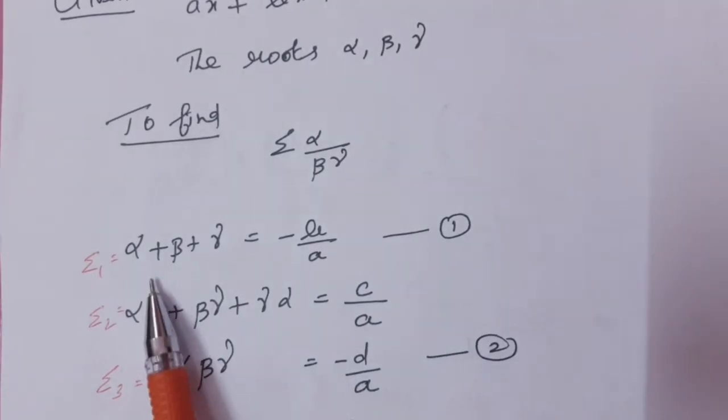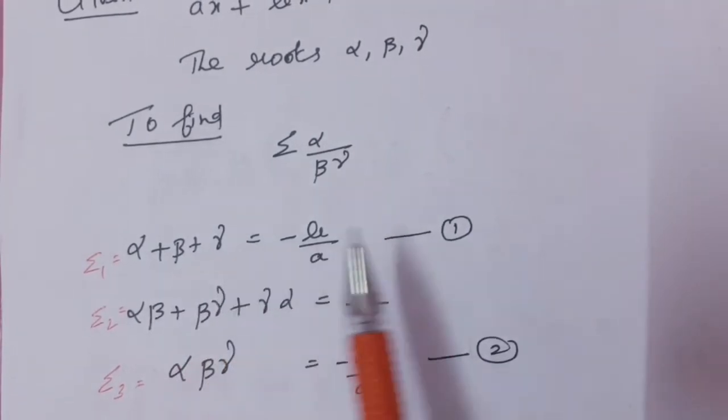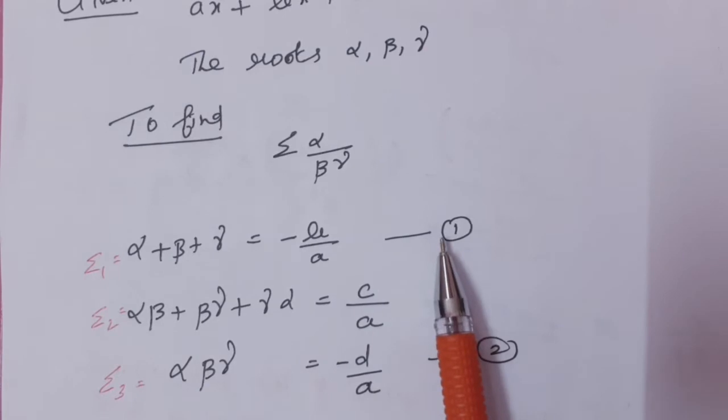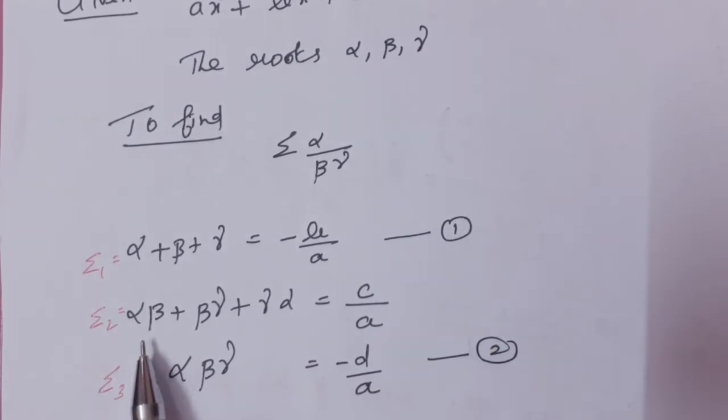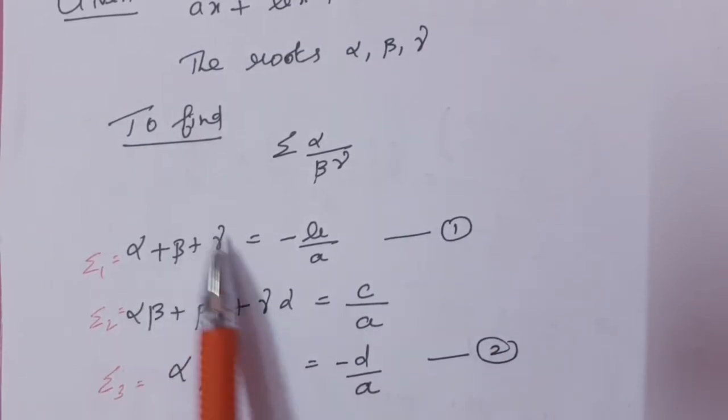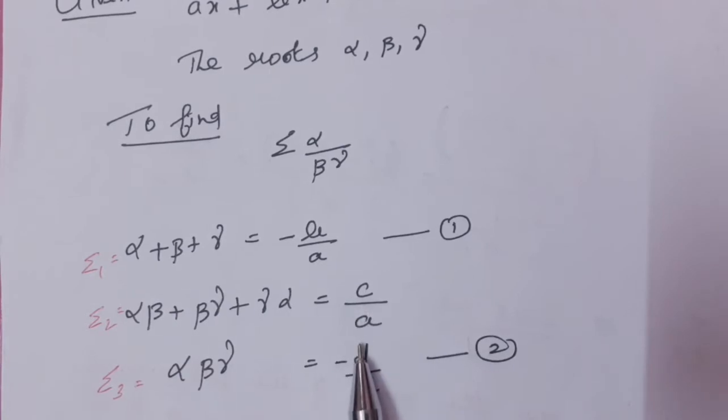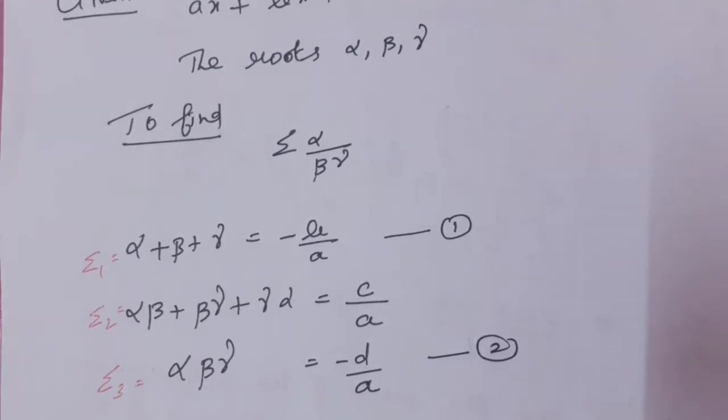Now, summation of 1 is alpha plus beta plus gamma equal to minus b by a. Keep it as equation 1. Again, summation of 2 is alpha beta plus beta gamma plus gamma alpha equal to c by a. Again, summation of 3 is alpha beta gamma equal to minus d by a.